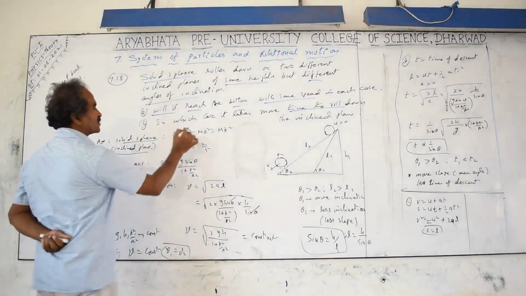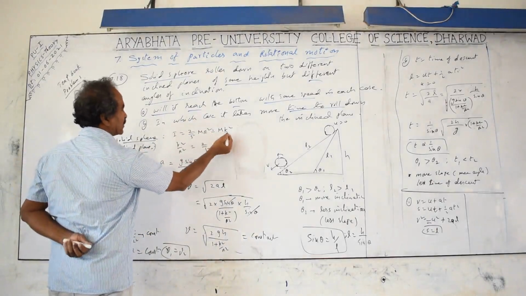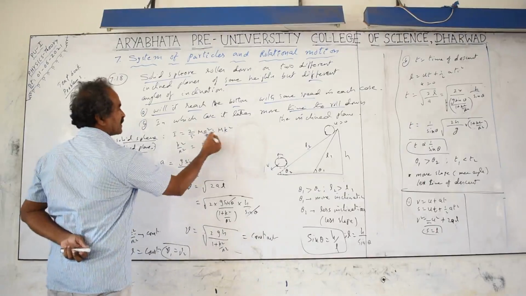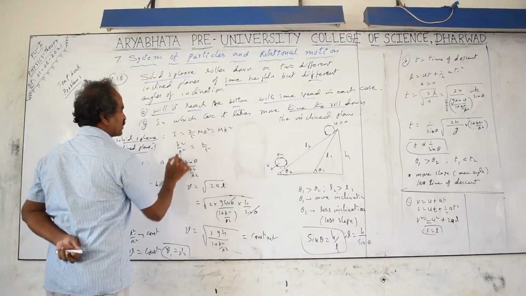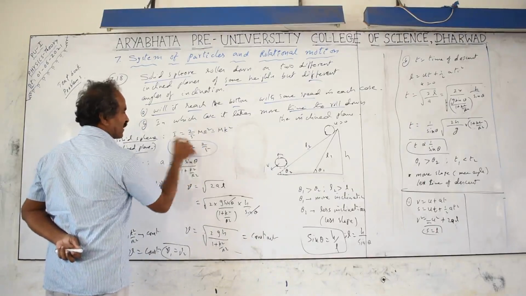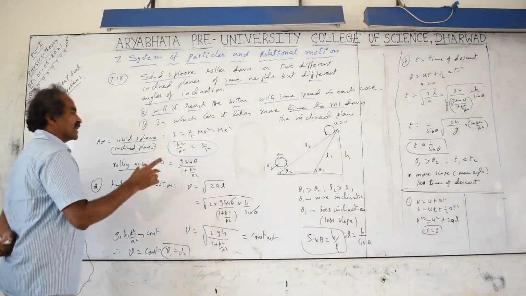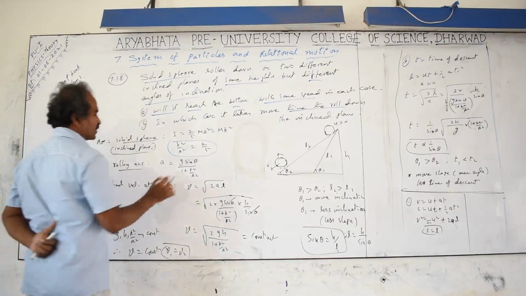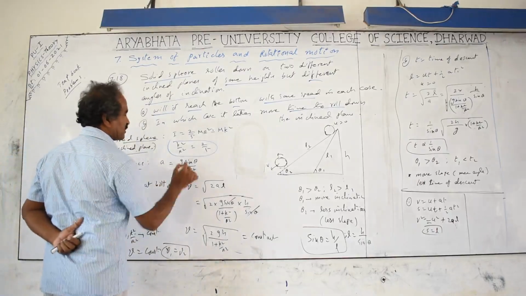For a solid sphere, I is equal to 2 by 5 mr square, which is equal to mk square. Any I equal to mk square you can take. K is the radius of gyration, and k square by r square, the mass cancels, is 2 by 5. This is required if values are given. Next, on the inclined plane, the acceleration is a equal to g sin theta by 1 plus k square by r square. We derived that in the previous class; you have to remember this.